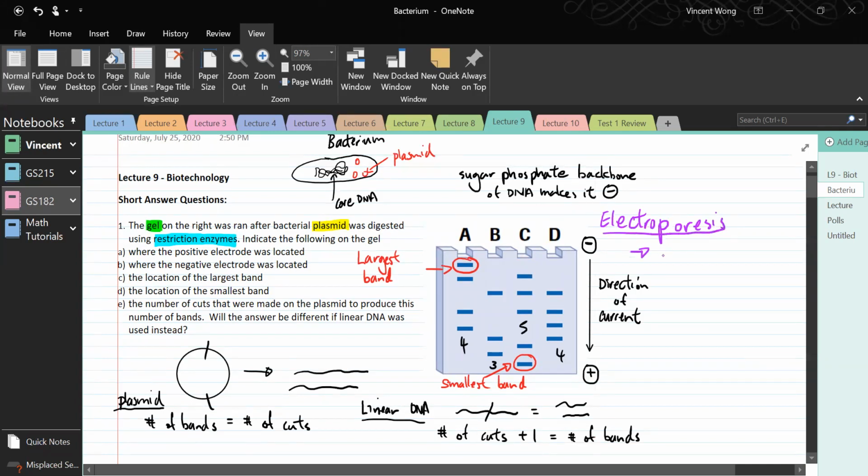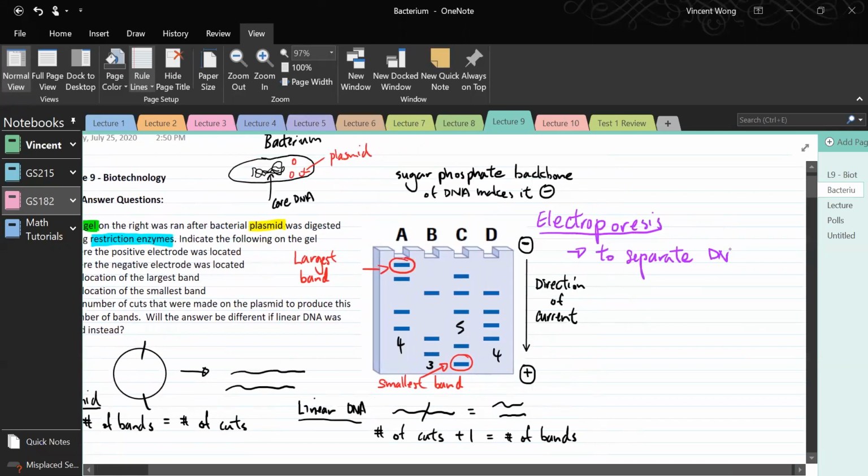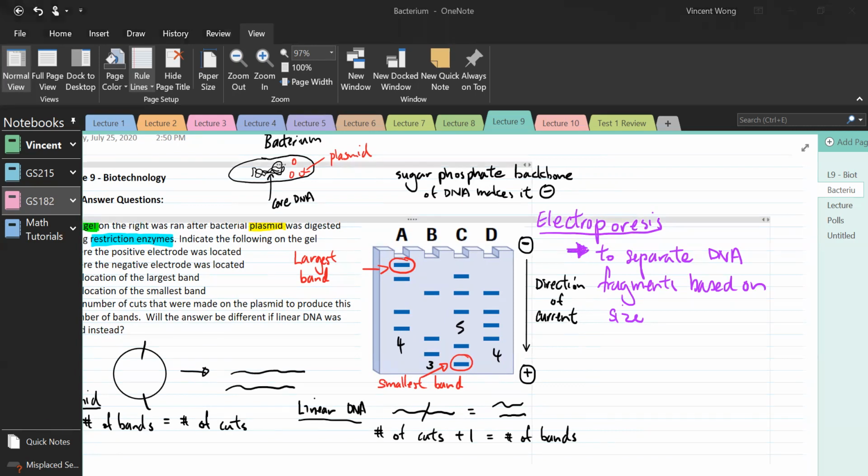Okay, and the purpose of electrophoresis, the use of electrophoresis is to separate DNA fragments based on size. And we can then determine the size of the fragments. But that's basically what it does. So again, the shorter the fragment, the further it will go down the lane. All right. Moving on.